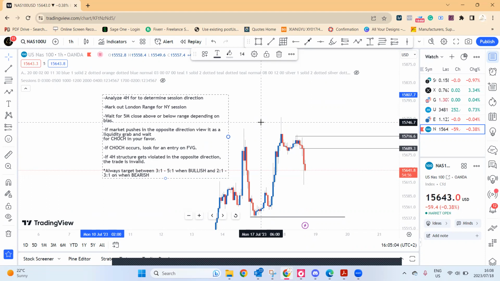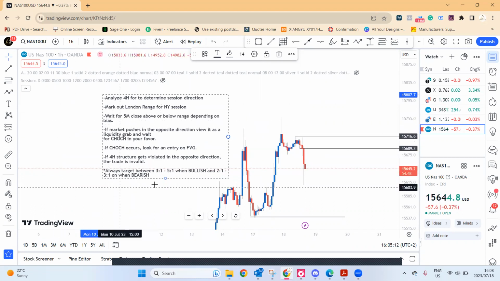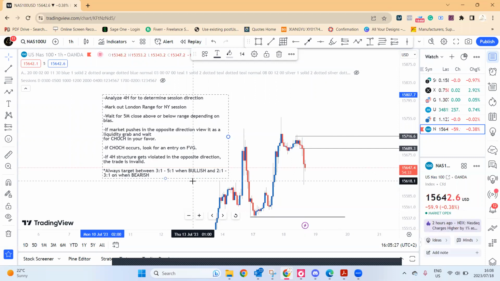Now, I'm taking a lot more buys than sells, so the stats might not show that, but there's a reason I'm taking a lot more buys. Always target a 3-1 to a 5-1 target when you go for buys. So minimum 3-1 and a max of 5-1 when you are bullish. When you are bearish, target a minimum of 2-1 and a maximum of 3-1. So that's quite simple.